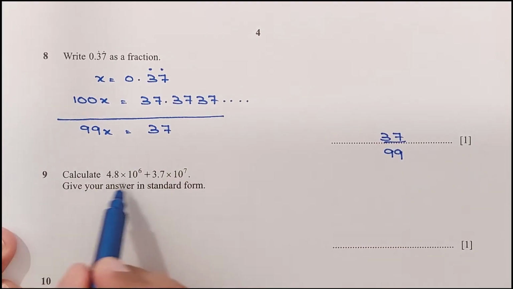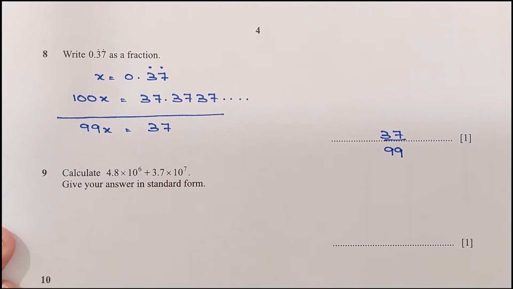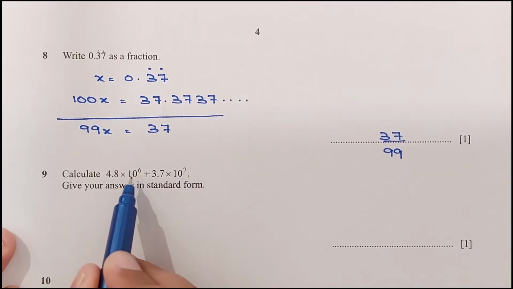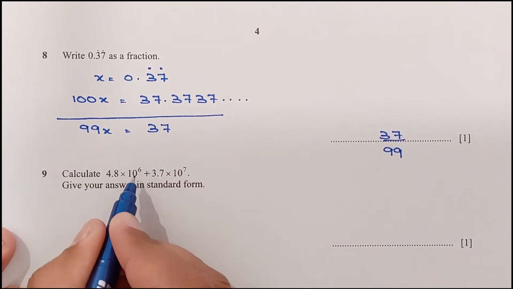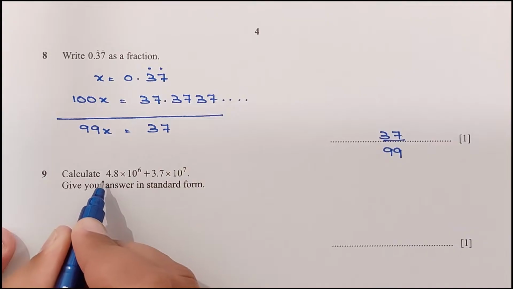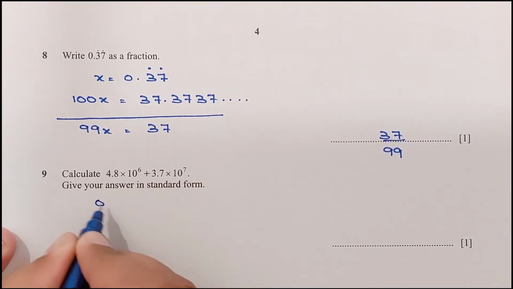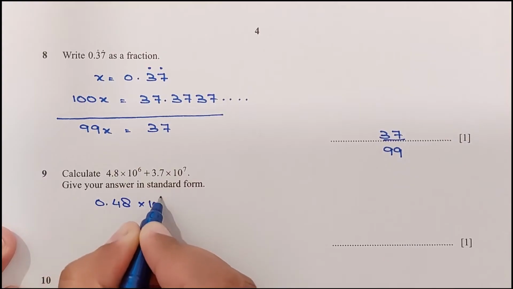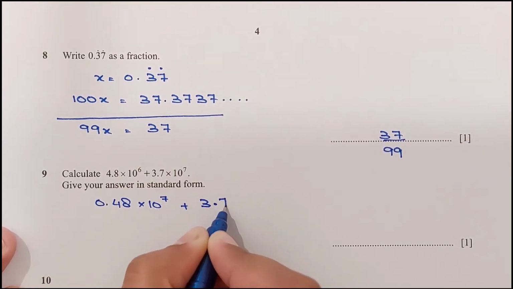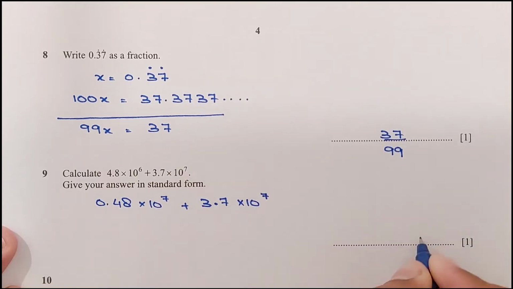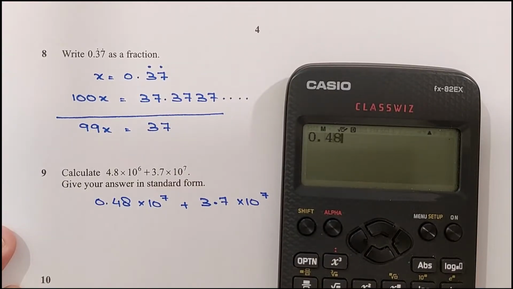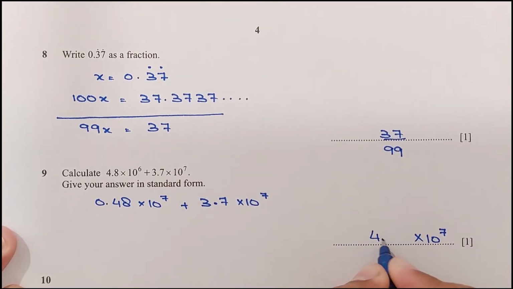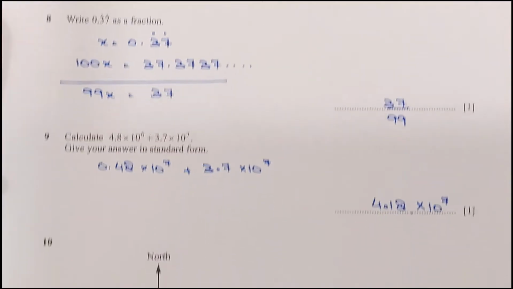Okay, now question number 9. Calculate this, give your answer in standard form, right? So first we have to make the exponents the same. We have 6 and 7. So let me make both exponents 7. Making this exponent 7, we add 1 to 6 to make 7. So if I move the decimal point 1 unit to the left, we add 1. So this is 0.48 times 10 exponent 7 plus 3.7 times 10 exponent 7. So we have 10 exponent 7. So let me add the two, 0.48 and 3.7. This is 4.18. So 4.18 times 10 exponent 7 is the answer in standard form.